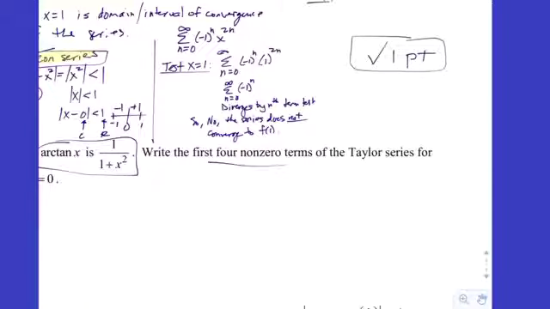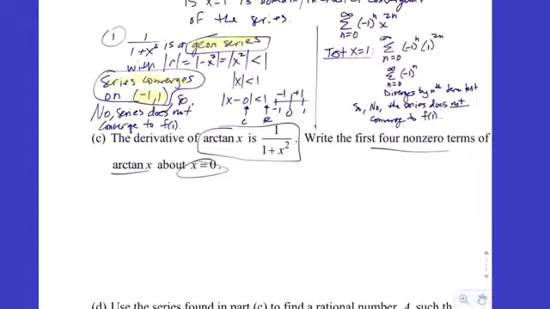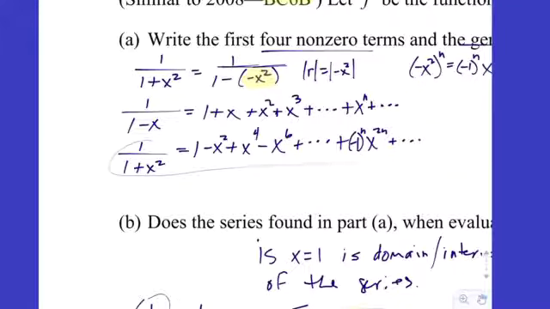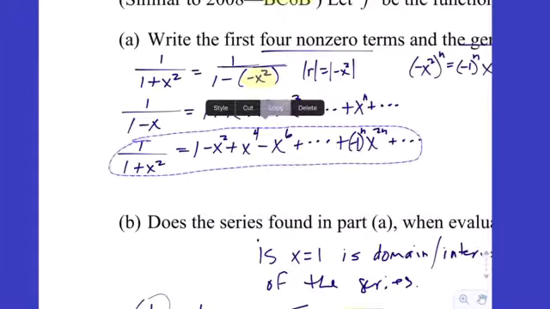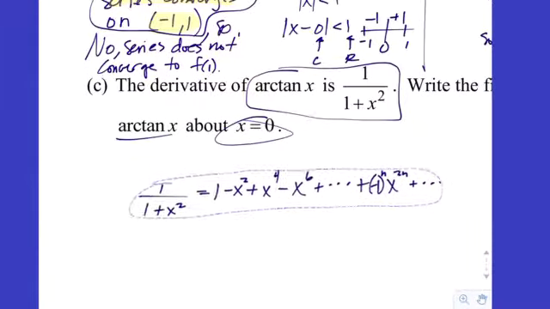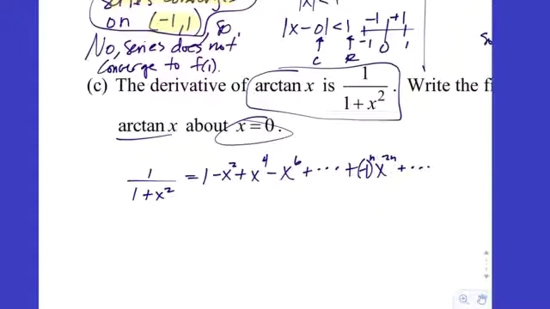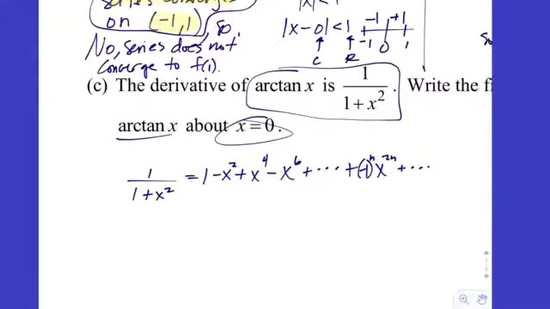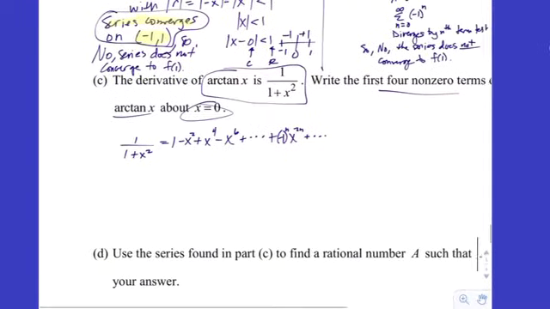Write the first 4 non-zero terms of the Taylor series for arctangent of x centered around 0. Okay, if I'm trying to write it for arctangent of x, I need to be able to use what I have up here. So I'm going to copy it and paste it. Remember that I can modify a series, and it doesn't change the radius of convergence if I integrate it or differentiate it. But I must recheck the endpoints if I want to know the new interval of convergence. But it's not going to ask me for the interval of convergence here, so I'm okay.